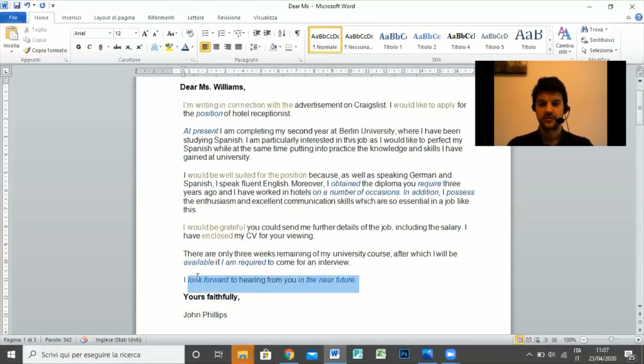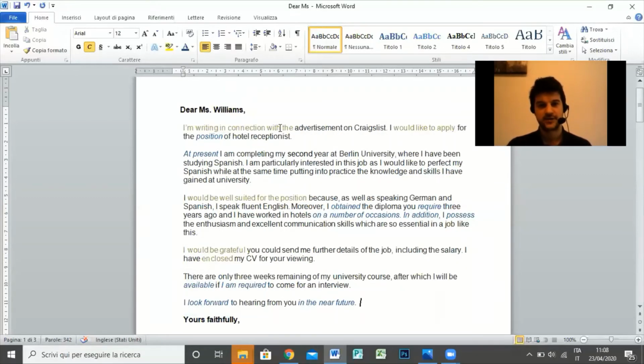Okay, and finally, we have the standard closing of an email. I look forward to hearing from you. Okay, it puts the ball in the court of the employer, and kind of shows your enthusiasm for a response. Okay, so now let's have a look at these fixed expressions. What you can do here is pause the recording, have a look at the email and these fixed expressions here in brown, and try and think of alternative ways of expressing them.